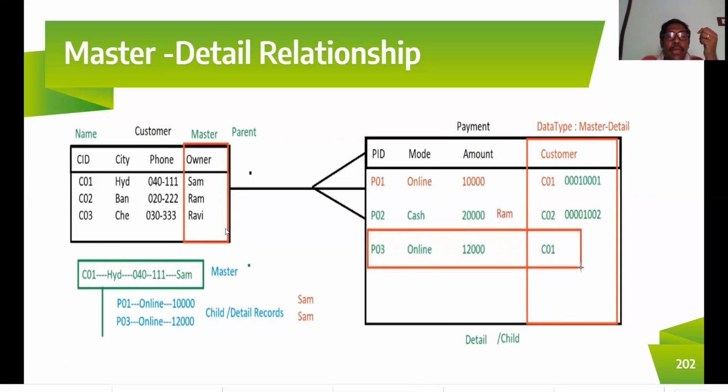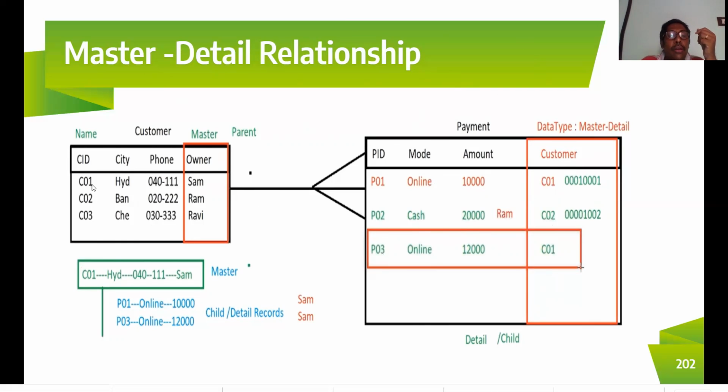The customer object goes with fields like CID, customer ID, phone number and owner. Whereas the payment object goes with fields called payment ID, mode and amount, and it also has a customer column here. Since I'm going to create a master detail relationship, the parent field will be added to the payment object, that is the child object.